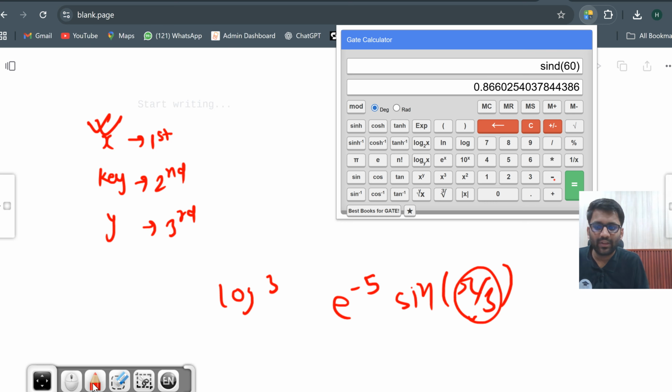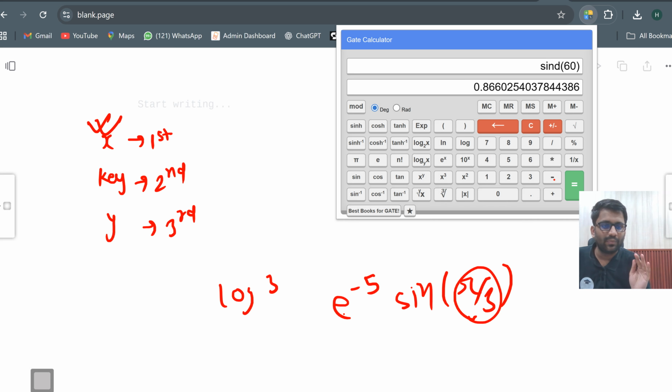Now which keys will be very hardly used. Being an EC, electrical and instrumentation student, I don't think you will ever have to use these keys. This also you will not be required to use, and these keys also you will never be required to use.